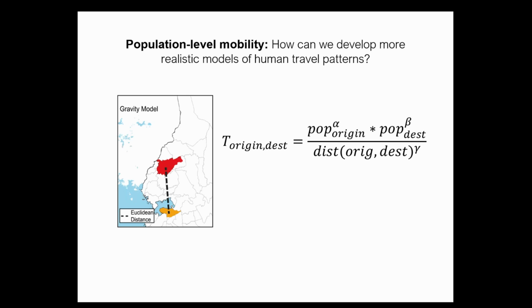In the infectious disease literature, the most common way that people think about mobility is something called a gravity model, that was originally developed in the 1920s from transportation, looking at commuting in the US and then later Europe.